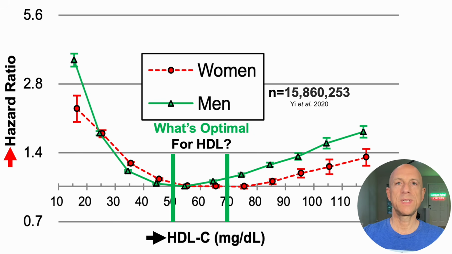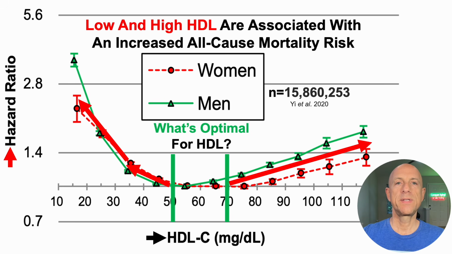Now, when HDL was less than 50 and greater than 70, it was associated with a significantly increased risk in both men and women. So from this study of 16 million people, we can see that both low and high HDL are associated with an increased all-cause mortality risk. And this is part of the story for determining what's optimal. The other part of that story is that HDL declines during aging.